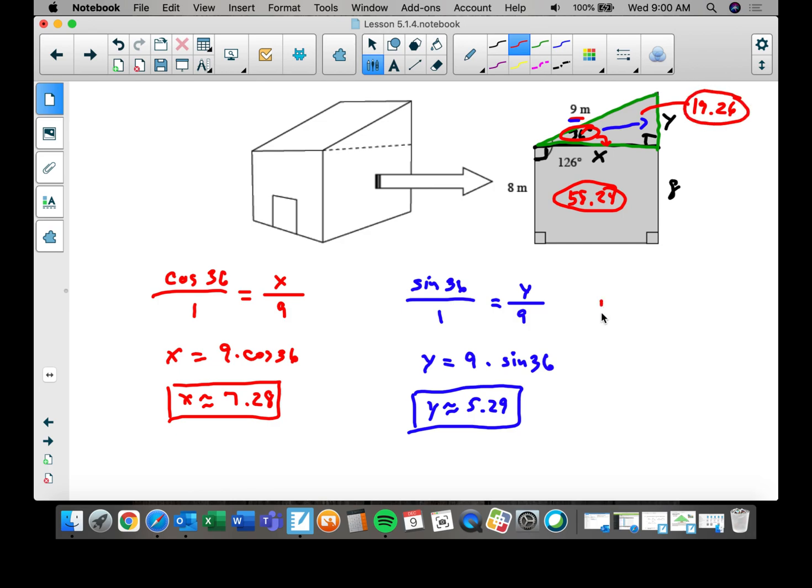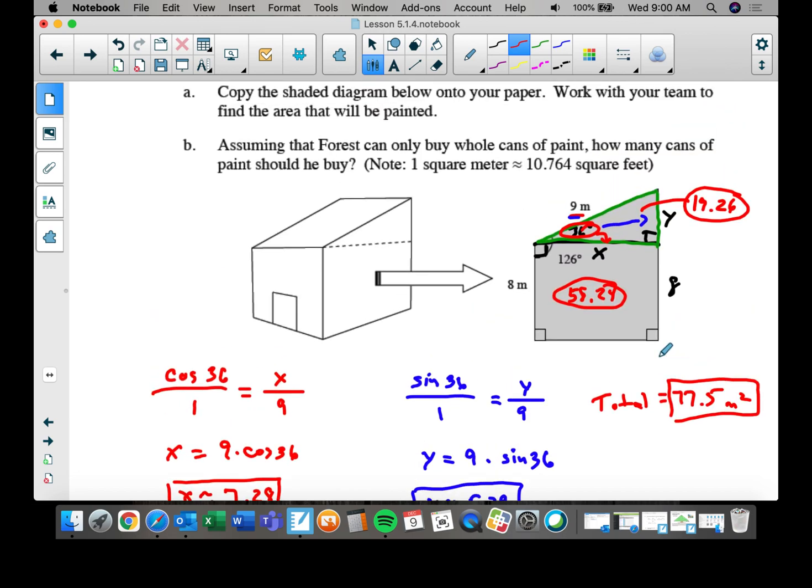So the total area, if I add those two pieces up, 19.26 plus 58.24, gives me an answer of approximately 77.5 square meters. Okay? There is the total area that needs to be covered on the side of that barn.